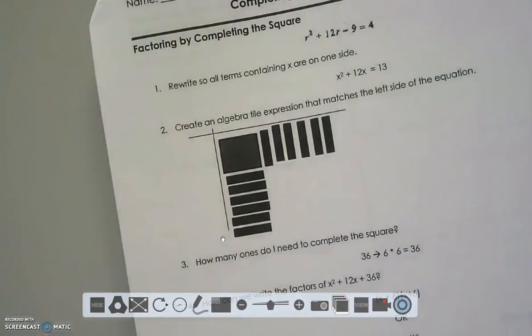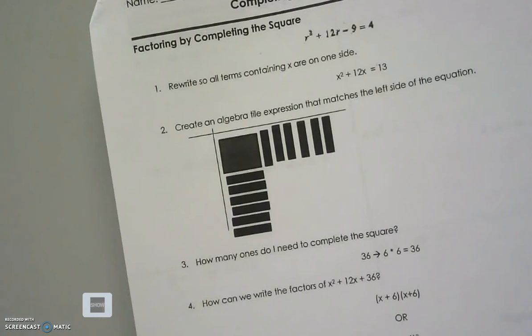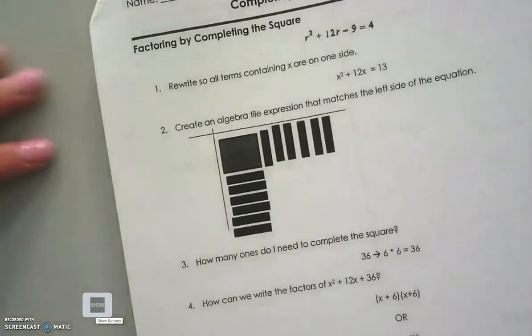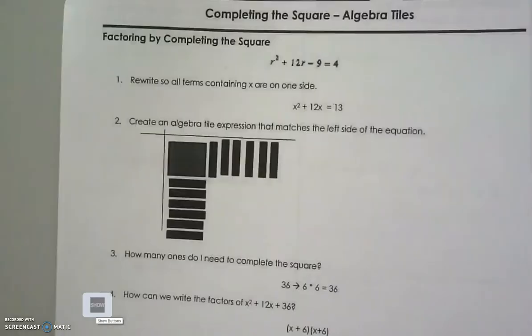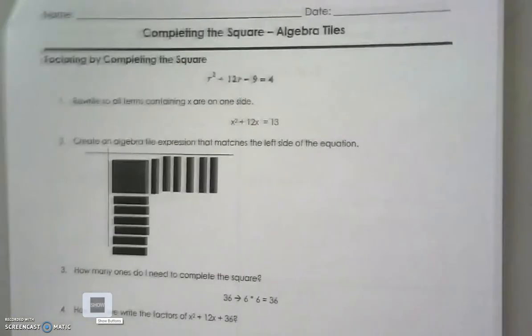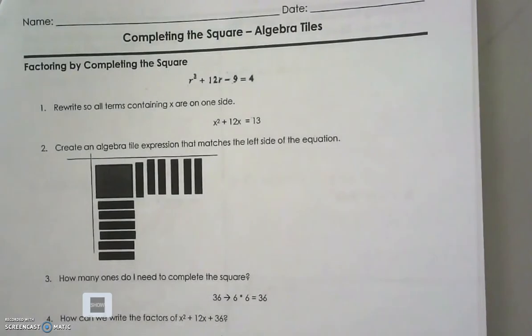Next lesson, the next way that we have to solve quadratics is by completing the square. When we complete the square, we are visually, in our minds or on paper, completing an actual square, a shape. I'm going to show you how to complete the square with some algebra tiles, and then we'll get into the tricks of it all, okay?